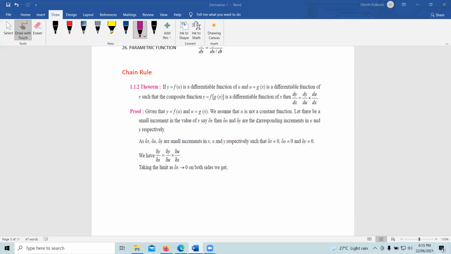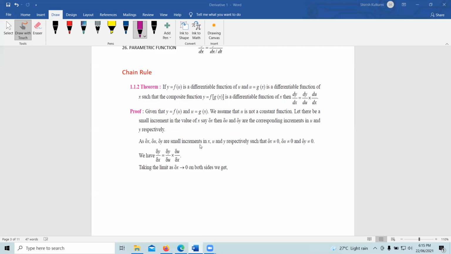Then we assume that u is not a constant function. Let there be a small increment in the value of x, say del x, then del u and del y be the corresponding increments in u and y respectively. तो हर एक प्रॉब्लम में हमें क्या करना है, देखो, you have to add the small increment. Del x is a small increment in x, del u is a small increment in u, and del y is a small increment in y.